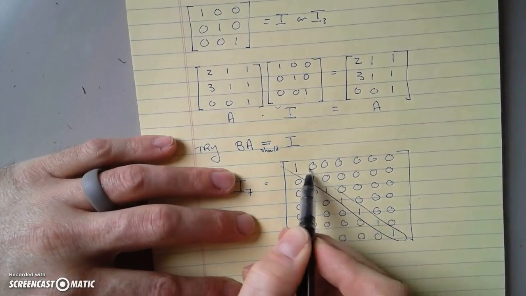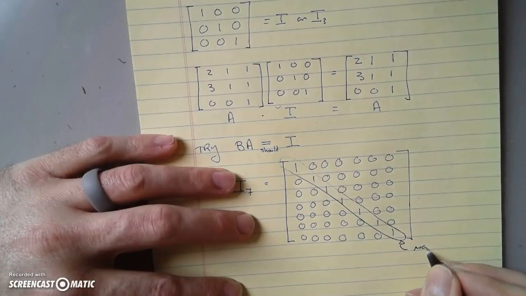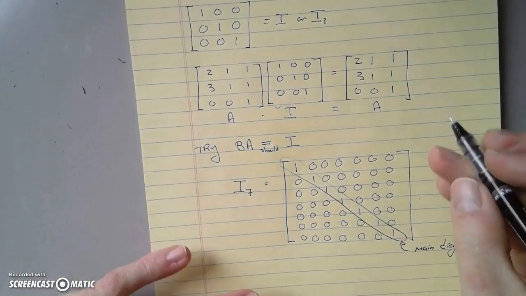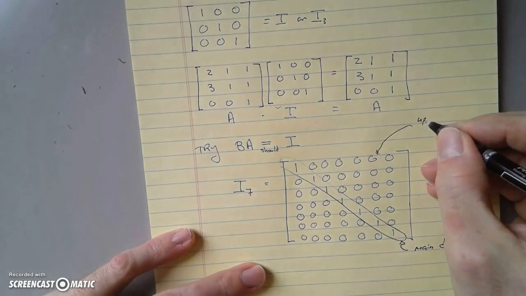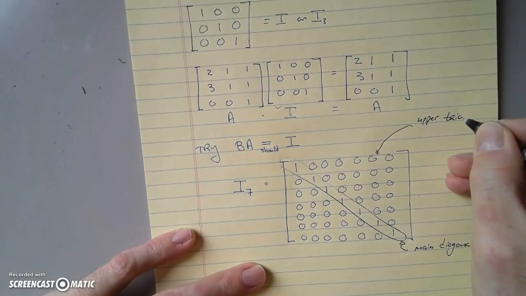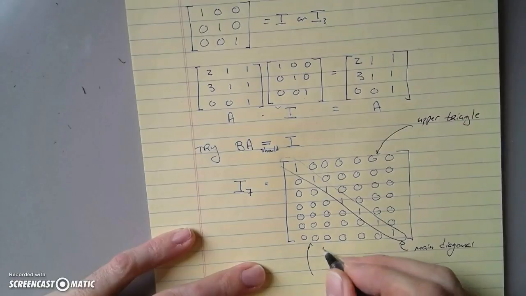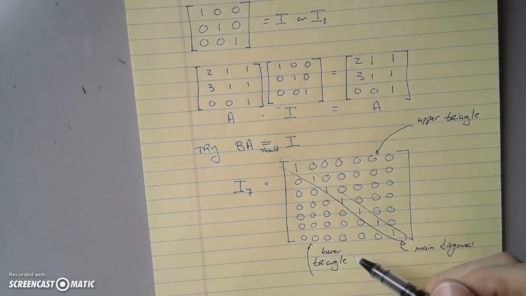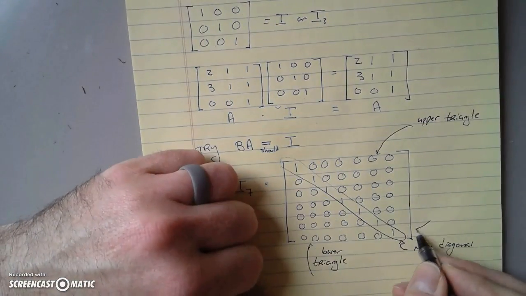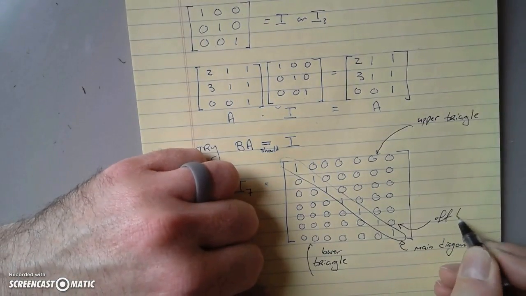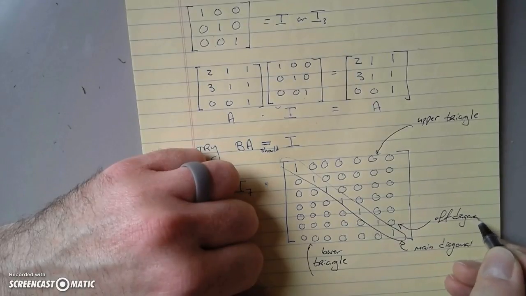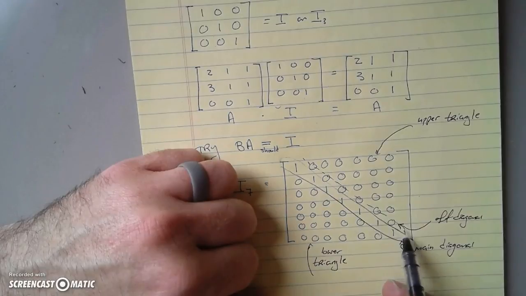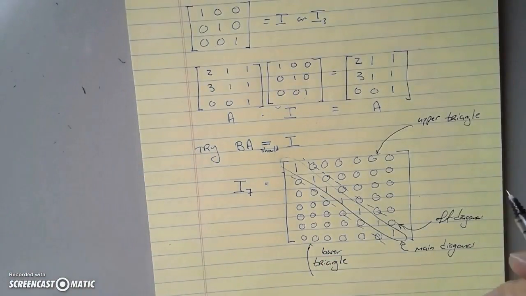So this thing here is called the main diagonal of any matrix. And then this part is the upper triangle. And this part is the lower triangle. You will hear people talk about upper triangular matrices, lower triangular matrices, and there are also off diagonals. This would be an off diagonal right through here. And so would these. These would be off diagonals.